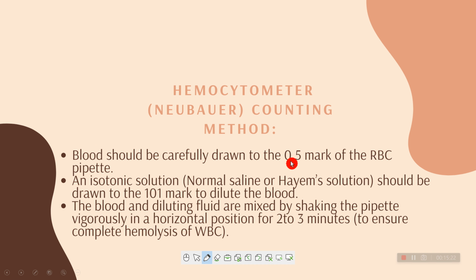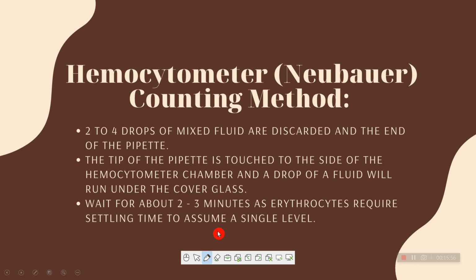Now, blood should be carefully drawn to the 0.5 mark of the RBC pipette. Then it should be mixed with normal saline or the Hayem's solution up to the 101 mark, so that proper dilution of blood can occur. So a 1:200 ratio is needed for the red cell counting. Blood and diluting fluid are mixed by shaking the pipette in a horizontal position for 2 to 3 minutes to ensure complete hemolysis of the WBCs.